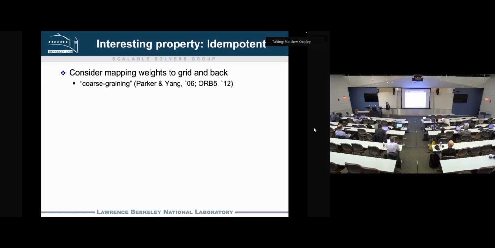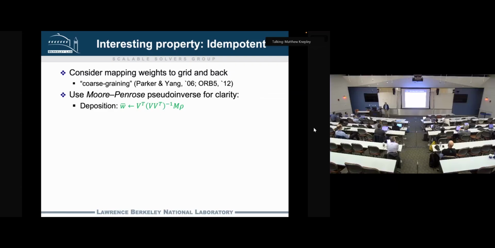So this has an interesting property that it's idempotent. So let's consider just mapping your particles onto the grid and then mapping it back. Physicists call this coarse graining. It's a way of adding numerical collisions or numerical diffusion, basically. A lot of people do it. There's been a couple of papers that have talked explicitly about it. And so it has an interesting property when you do this.